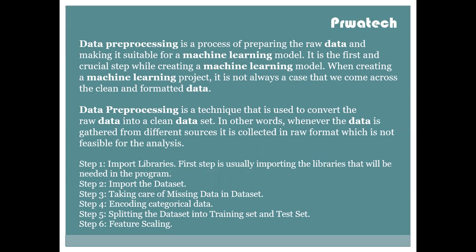So let us begin. Data processing, to begin with, is a process wherein you are adjusting, or preparing, or revamping the data that you have, which is raw data, to make it as suitable or as convenient as possible for a machine learning model to understand and learn.